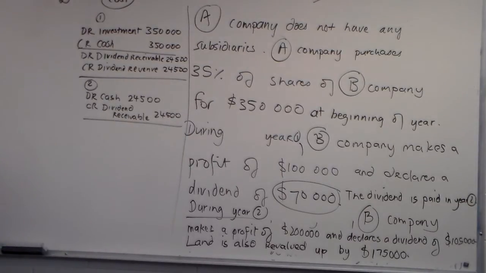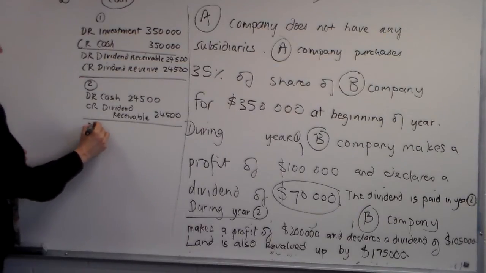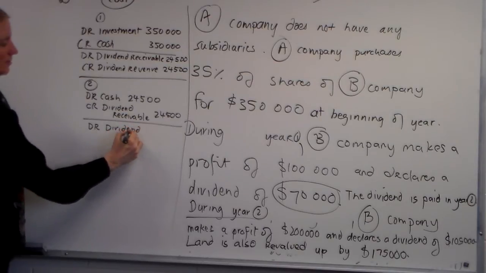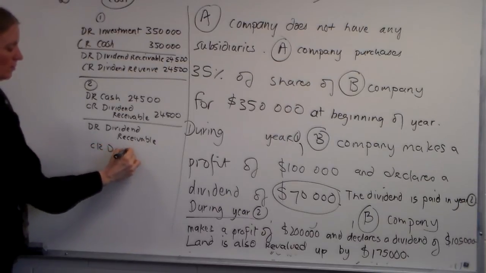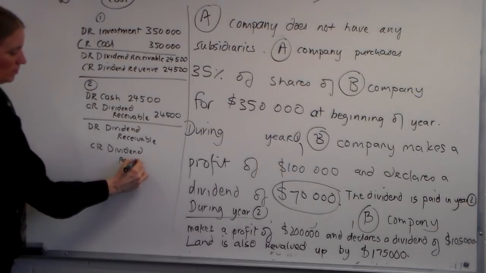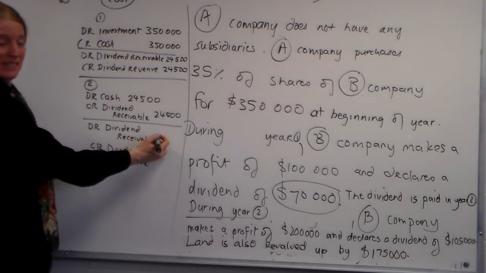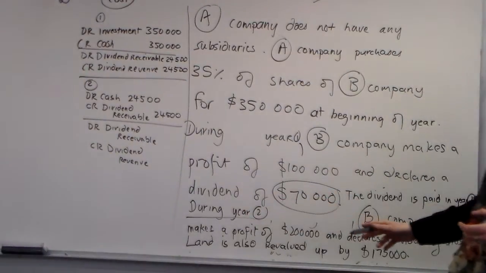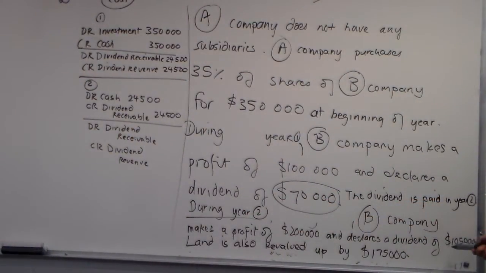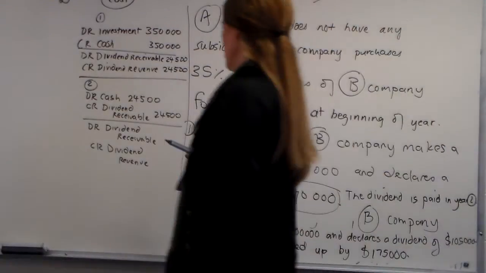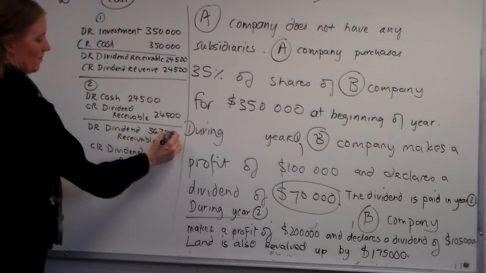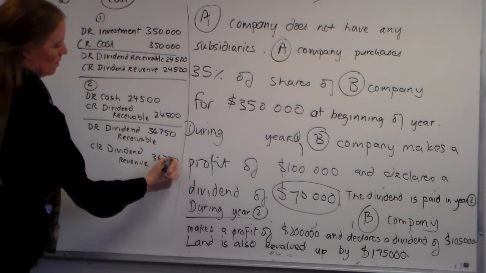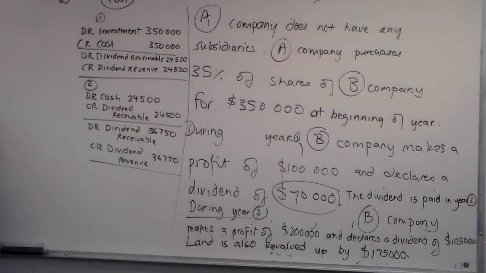Okay, happy with that? Anything else that we need to do using the cost method? What else? Dividend receivable and dividend revenue. Okay, debit dividend receivable and credit dividend revenue. And it's going to be how much? Okay, so the dividend was in year two, makes a profit of 200,000, declares a dividend of 105,000. So 105,000 times 35% gives us 36,750. Okay, that's all. Done. Cost method easy.